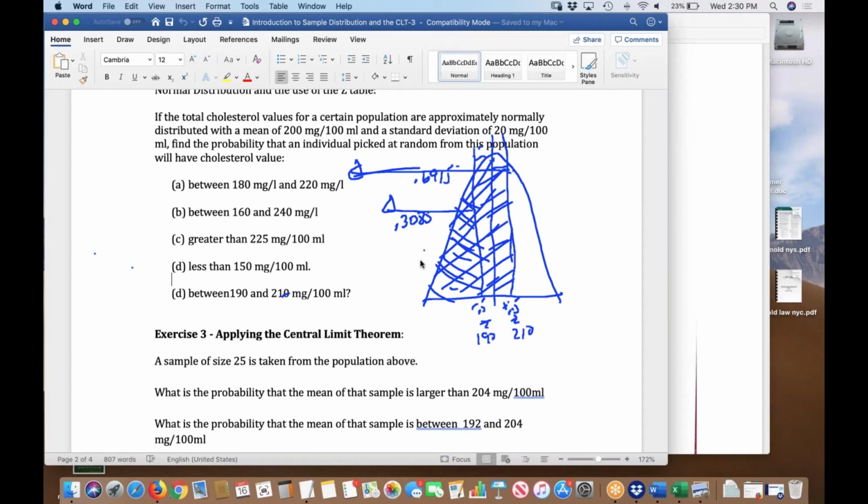So if I just subtract one from the other, I get 38.35%, a little less than 40%. So this represents the area between 190 and 210. Okay, fair enough. We've done that before. That's kind of review. So now let's move on to what we've been working on today.